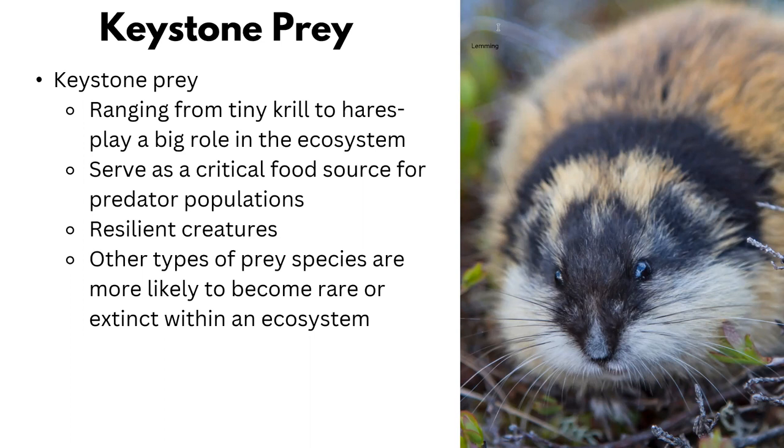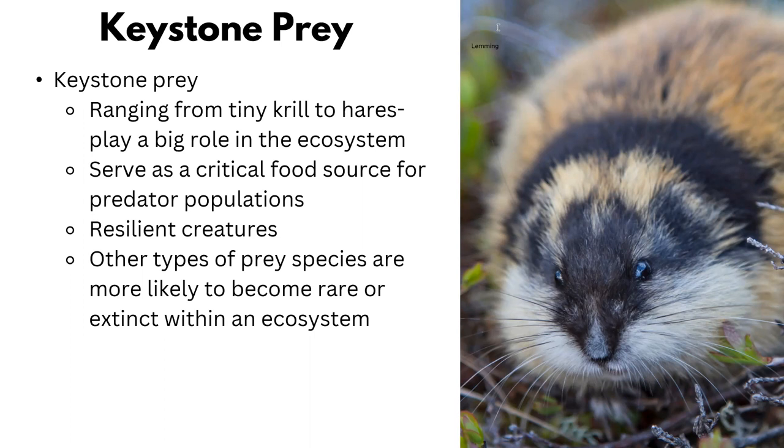And without those things that those animals eat, we wouldn't have our predators. And if we didn't have our predators, they wouldn't have prey. And then that whole trophic cascade kind of dominoes down. So these animals serve as that critical food source for a lot of different predator populations.